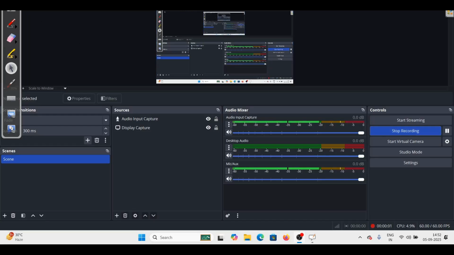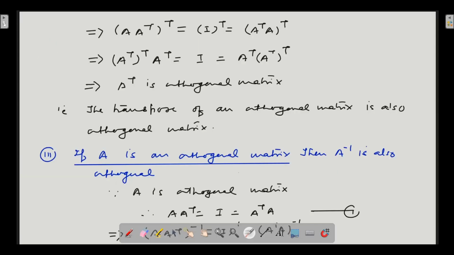Let us learn about the next property of orthogonal matrices. If A is an orthogonal matrix, then A inverse is also an orthogonal matrix. It is given to us that A is orthogonal. We have to prove that A inverse is orthogonal.